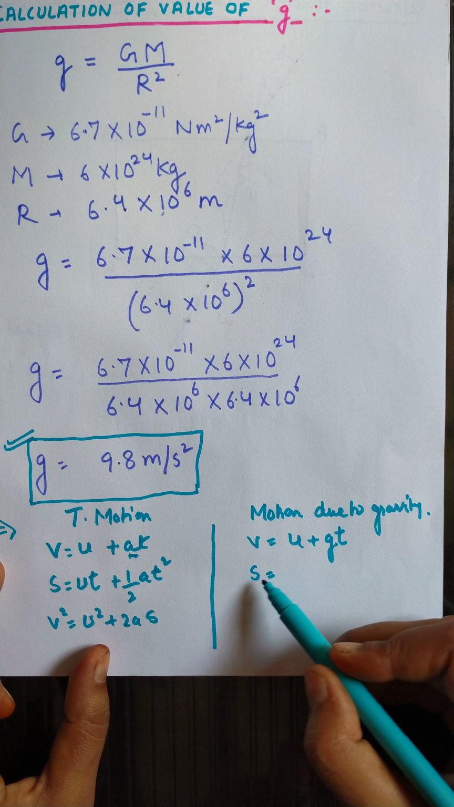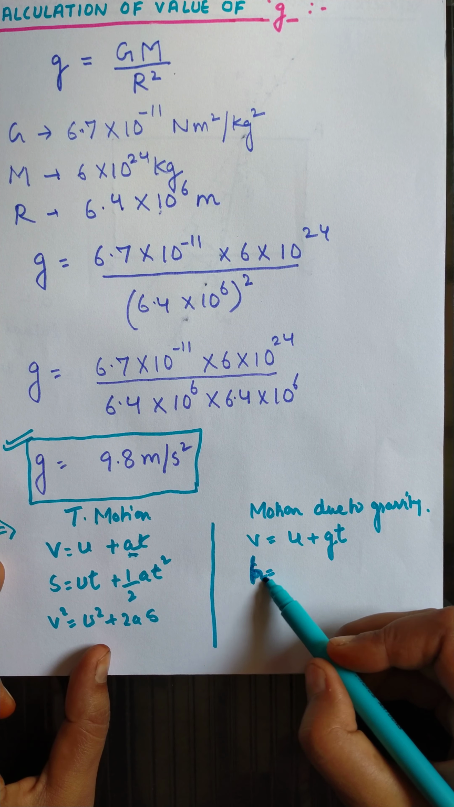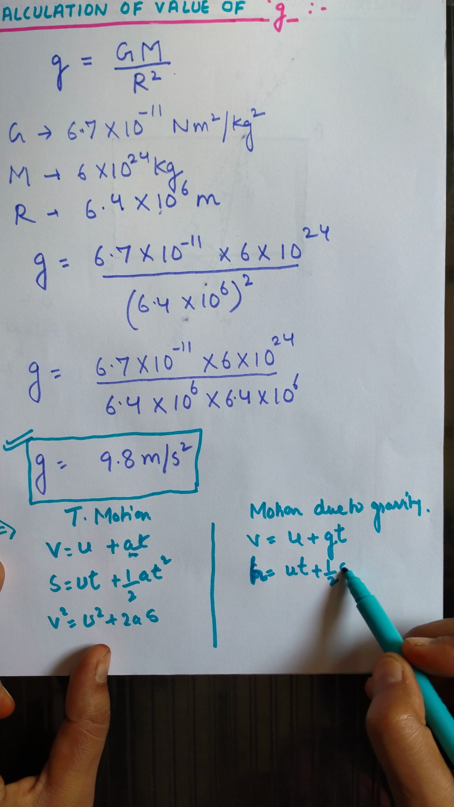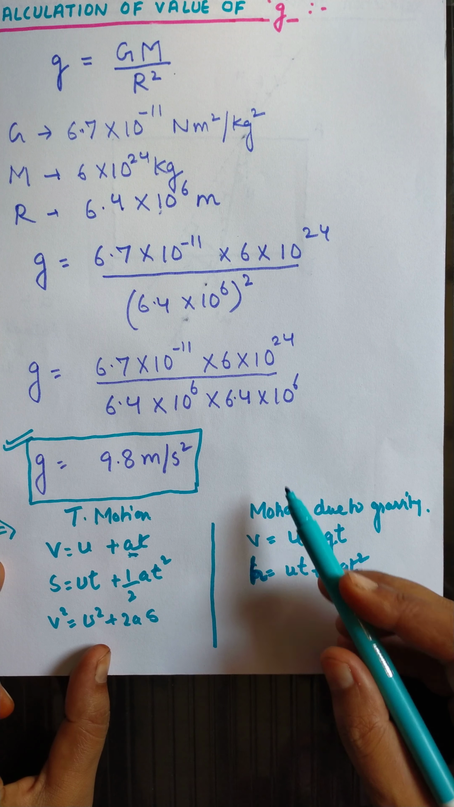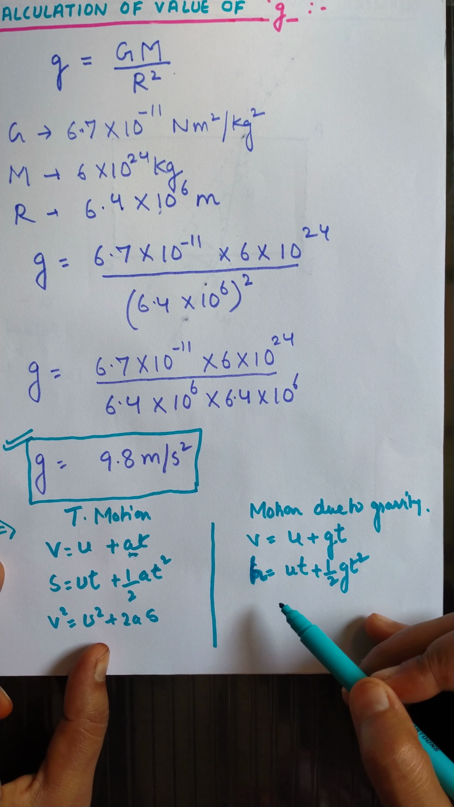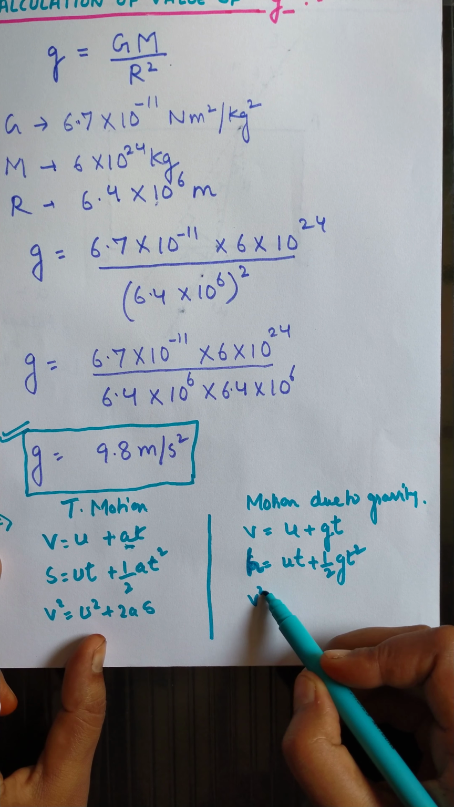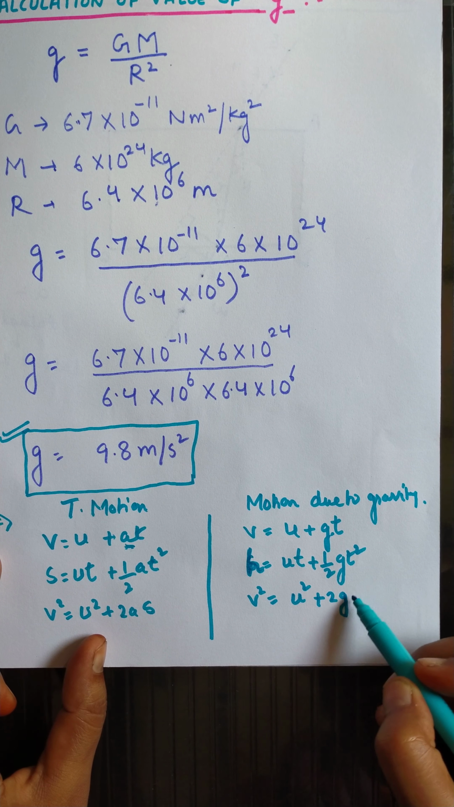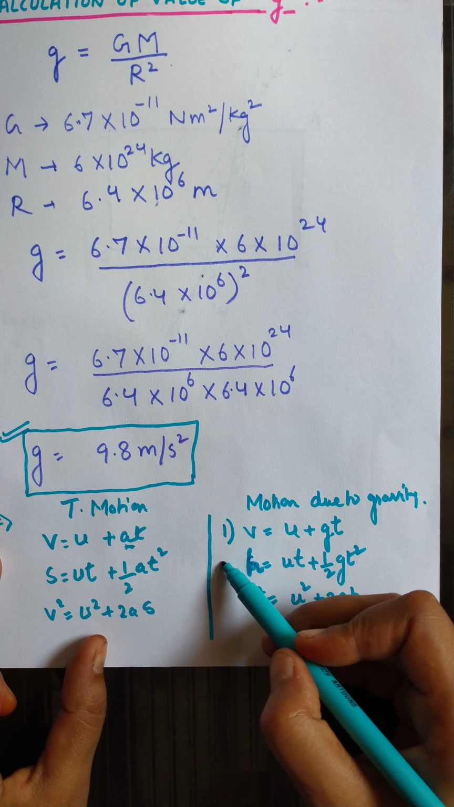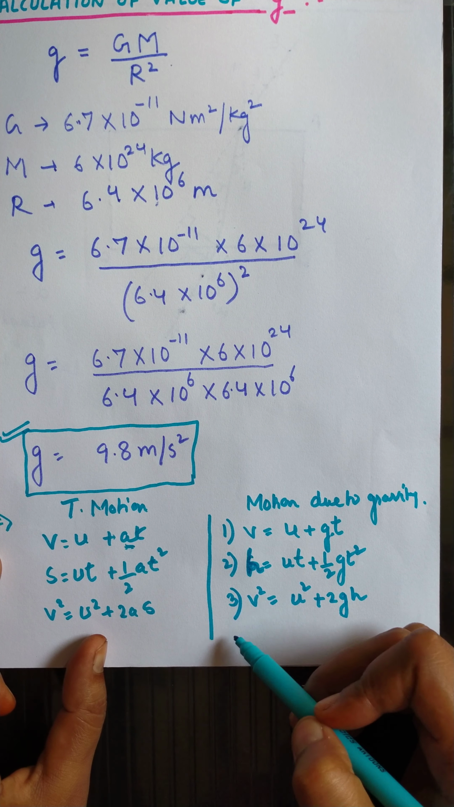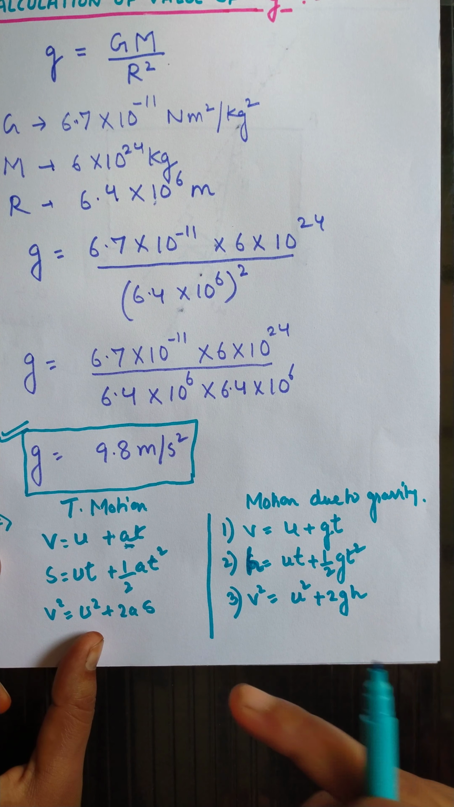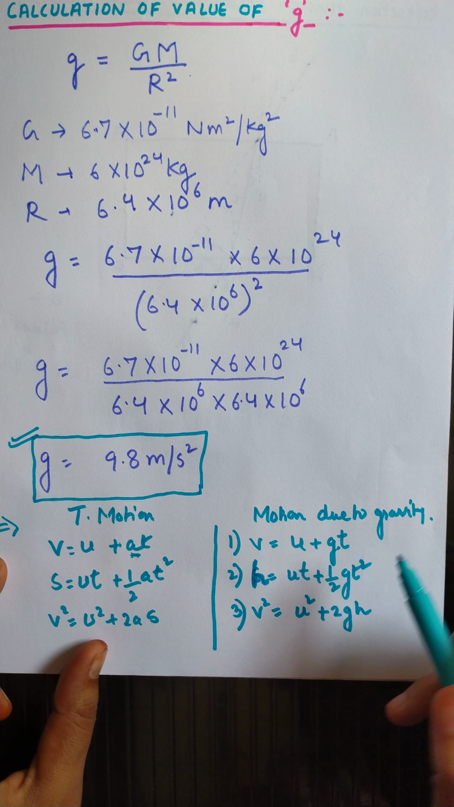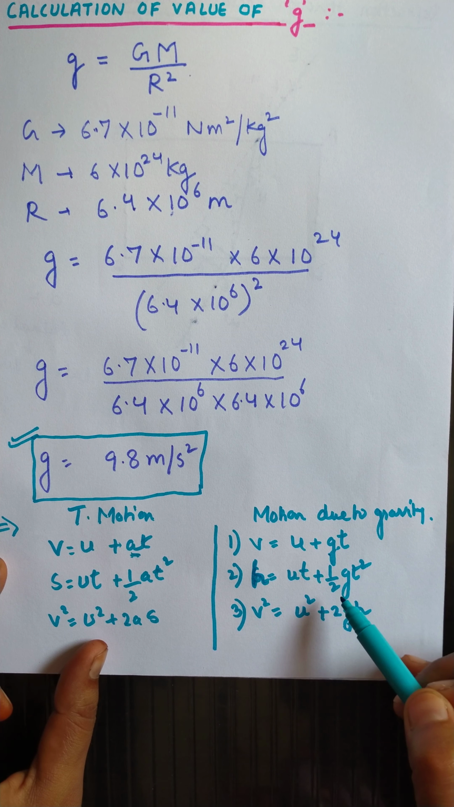Similarly, s means height, so h will be ut plus half gt square. h is the height at which the object is going or coming. v square is equal to u square plus 2gh. So these are the three equations of motion that we have to use. One more thing that you have to remember, students, is that the value of g here also varies.